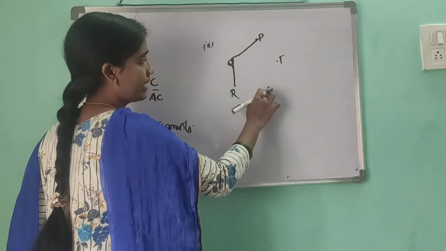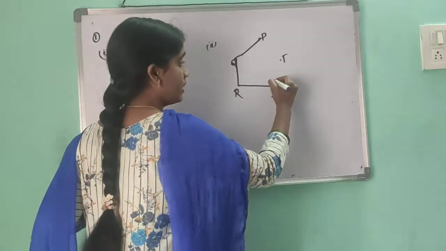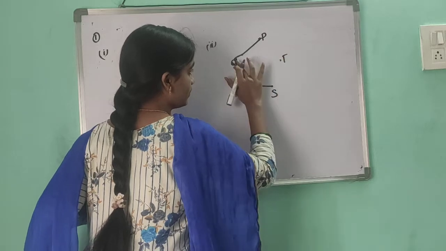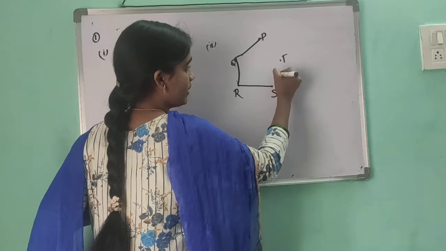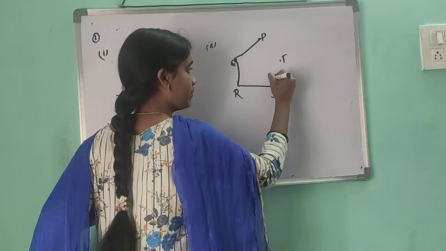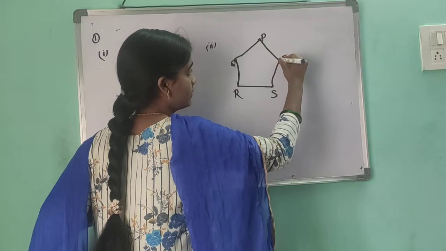Start with 1 point, end with 1 point. R to S: start with 1 point, end with another point. Sorry, here now you can draw this like, okay. Start with 1 point, end with 1 point. RS: start with 1 point, end with 1 point.